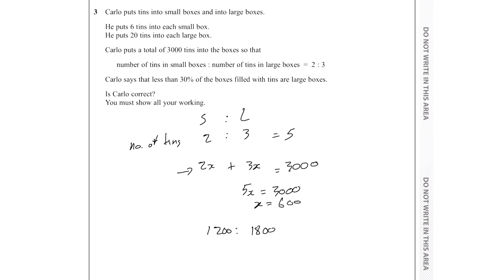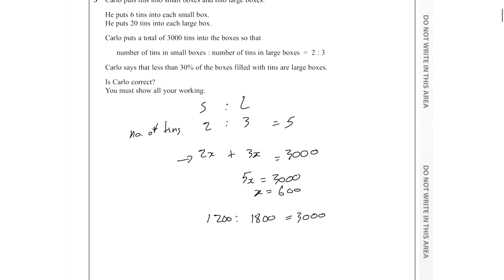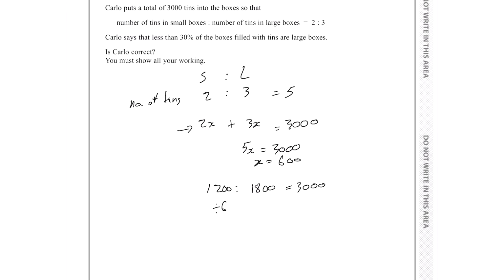So now this ratio is 2 to 3. And this gives us 3,000. So this will total up to 3,000. Right, so now that we have this, these are the number of tins. But we know the small boxes have 6 tins and the large box has 20 tins each. So if I divide this by 6, that means we need 200 small boxes. And if I divide this by 20, that means I need 90 large boxes.